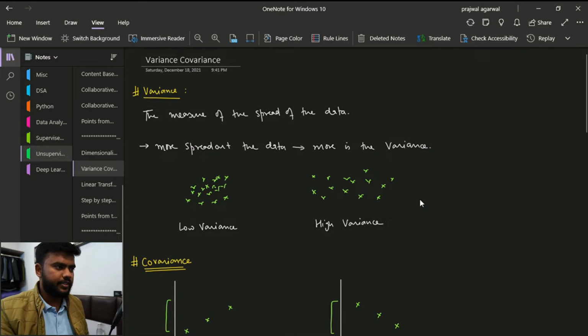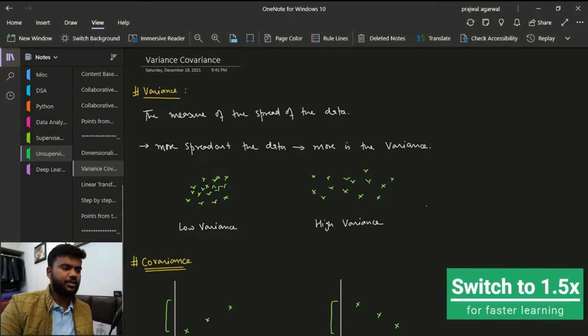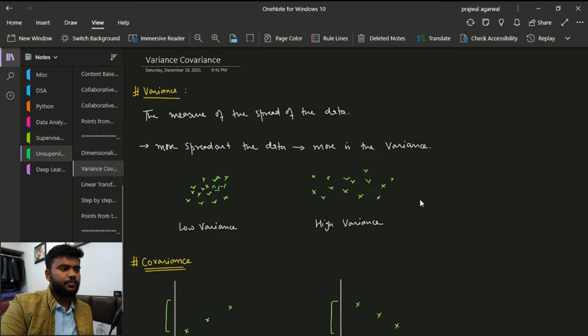We'll start with variance. Now what is variance? Variance is the measure of the spread of the data. Since we have seen in the previous video on principal component analysis, the better we understand the spread of the data, the better the model. So the variance is the measure of that spread of the data. The more spread out the data is, the more the variance.